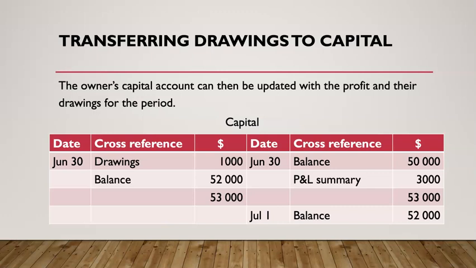We can then balance this by adding up both sides, putting both the highest number on both sides, and then going through the balancing process to recognize that the capital of our business, the business worth, is $52,000. $50,000 at the start, plus $3,000 of profit, minus $1,000 of drawings.